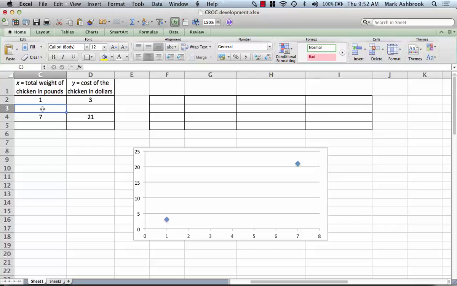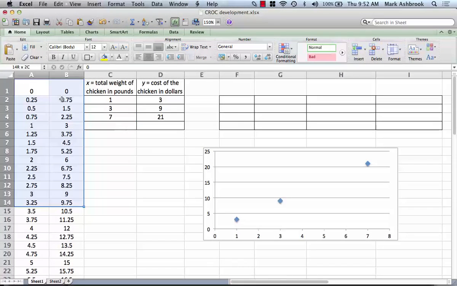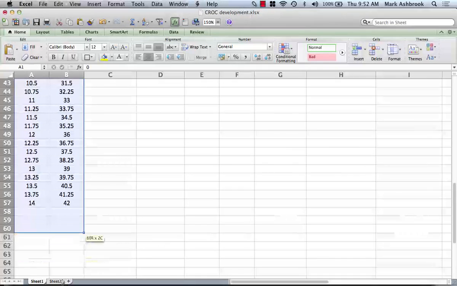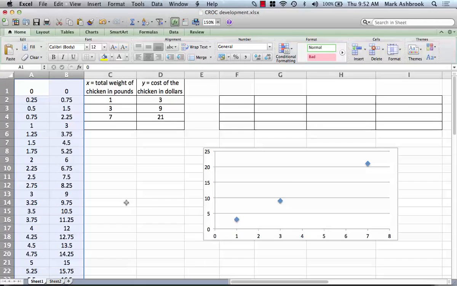How about 2? No, 3. How much will 3 pounds cost? 9. Another point. How many possibilities are there for amount of chicken we can buy and the corresponding cost? Just a couple more? There's lots, right? So I'm going to go ahead and make a point for all these different pounds and corresponding costs.